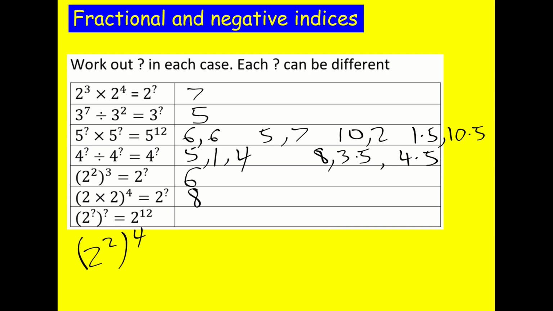Another way you might have done it would be to have written it as 2 to the 4 times 2 to the 4. That is another rule that you can use for when you've got these brackets. That's how you expand these brackets. And again, we'd get 2 to the 8.